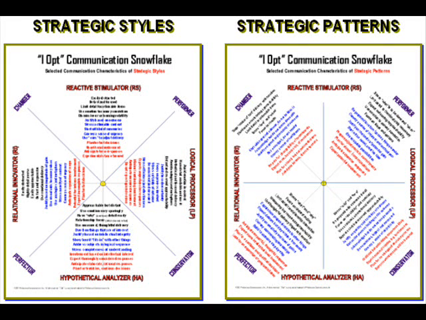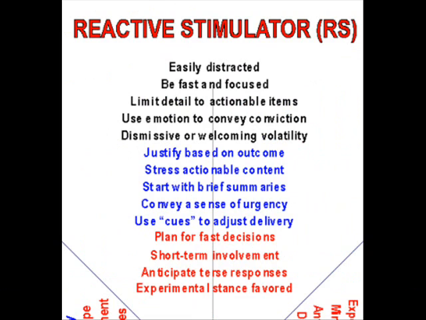The IOPT snowflakes are the next step up. You can also get these for free at the IOPT.com website. Be sure to choose the ones labeled communication. This is a close-up look at one of the descriptors from a single axis of the style snowflake. All of the style and pattern descriptors will follow the same format. Notice that they are in 3 colors.